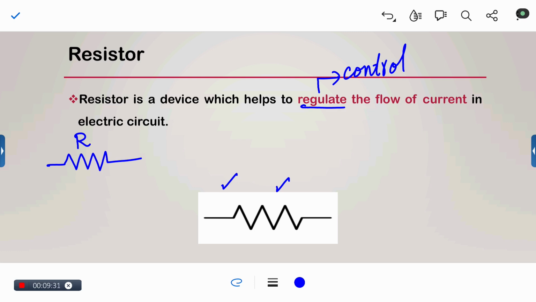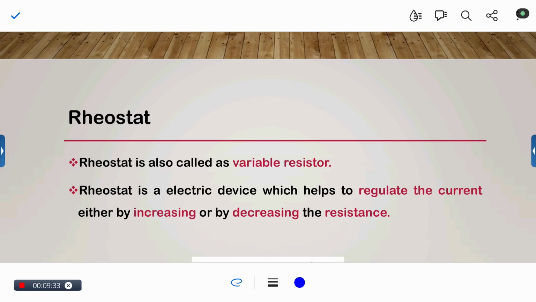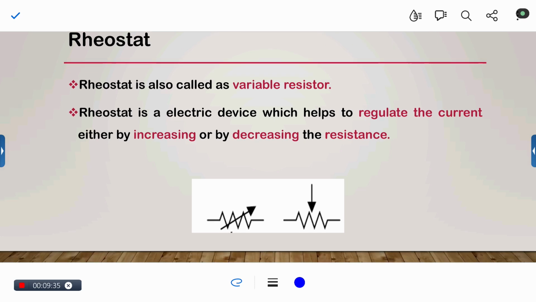Clear? And then next, rheostat. The rheostat, we can also call it the variable. What is the meaning of the word variable? The values can be changed. That means the resistor values can be changed. And this device helps to regulate the flow of current. How is it going to regulate?